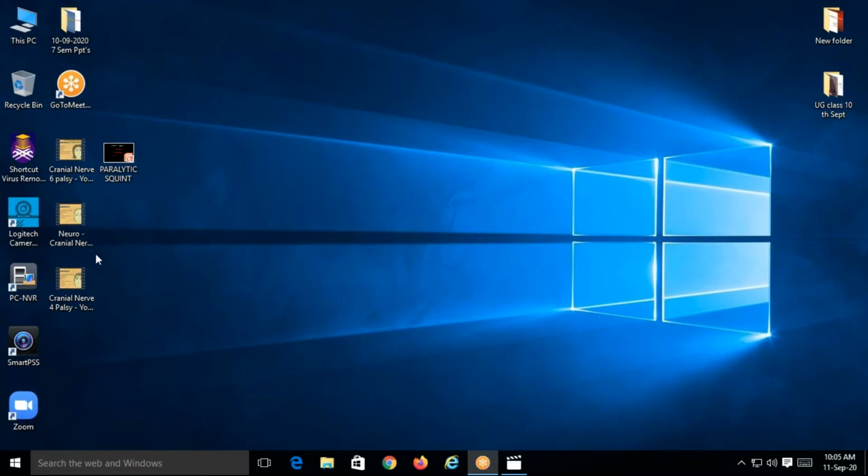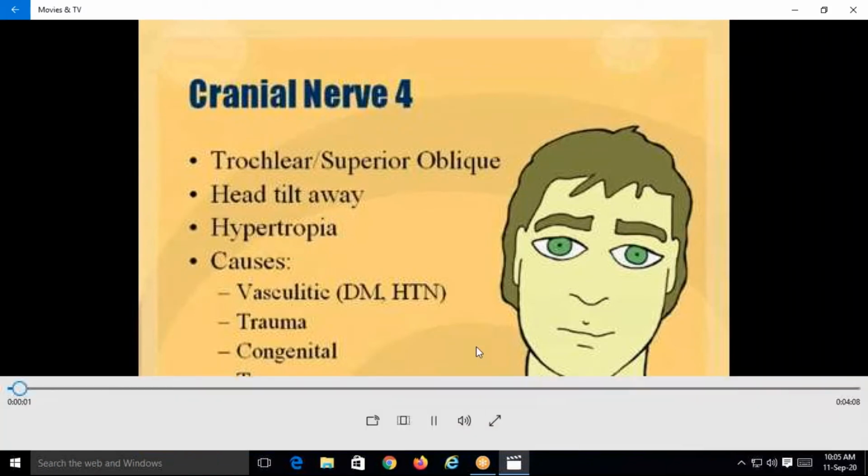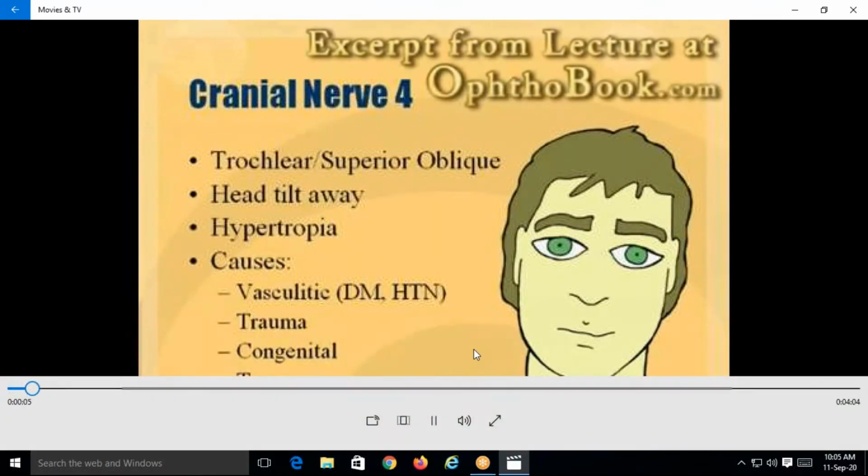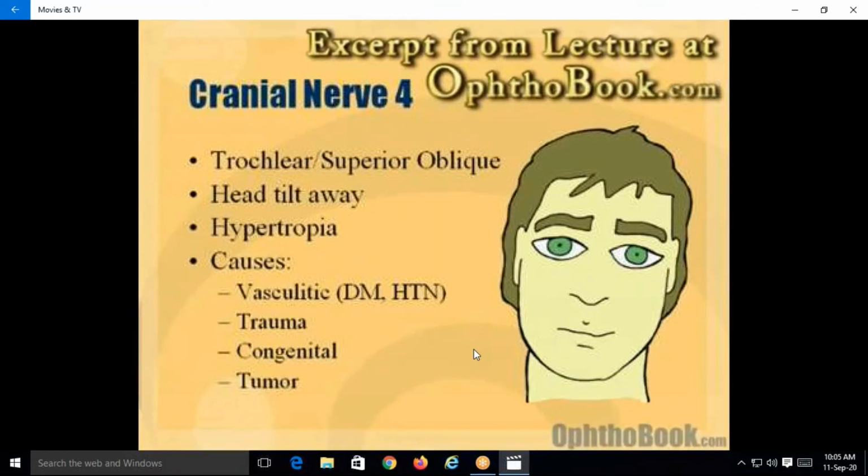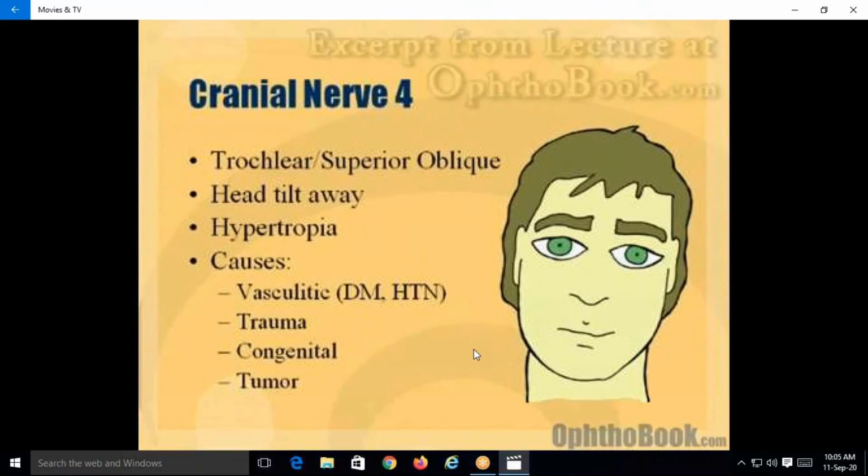Now let's go to fourth nerve palsy. Finally, the hardest cranial nerve is number 4. Cranial nerve 4 only innervates the superior oblique muscle. That's all it does. This nerve palsy is very subtle. That superior oblique muscle doesn't do a whole lot, but it does enough. And when it gets out, it has very complicated findings.